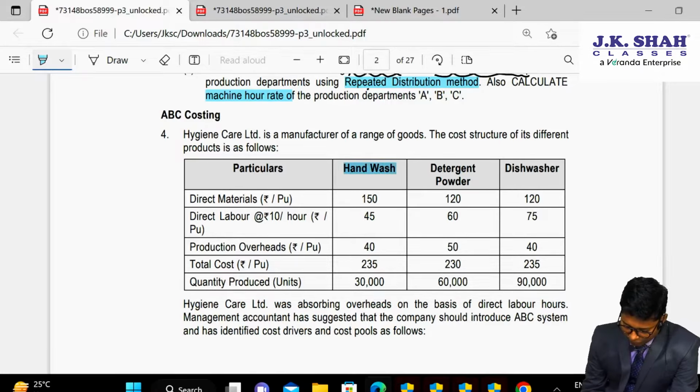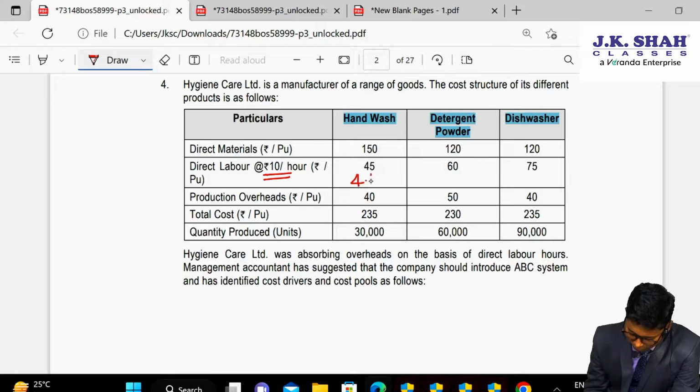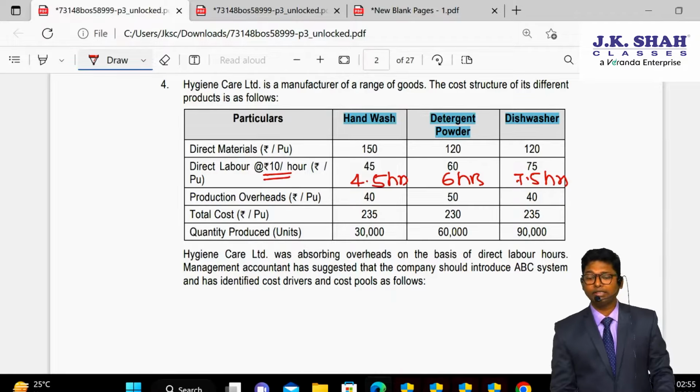They have given you the cost structure for hand wash, detergent powder and dishwasher. Material cost is shown on a per unit basis. Labor cost is also shown on a per unit basis. When the question says labor cost is 10 rupees per hour and they have recorded 45 in the first column, that means to produce 1 unit of your hand wash, you spend 4.5 hours. Now second, 10 rupees is the hourly rate and you have recorded 60 here, that means 6 hours you have spent on detergent powder, and dishwasher making consumes 7.5 hours. So these are the number of hours which are needed for producing a single unit.